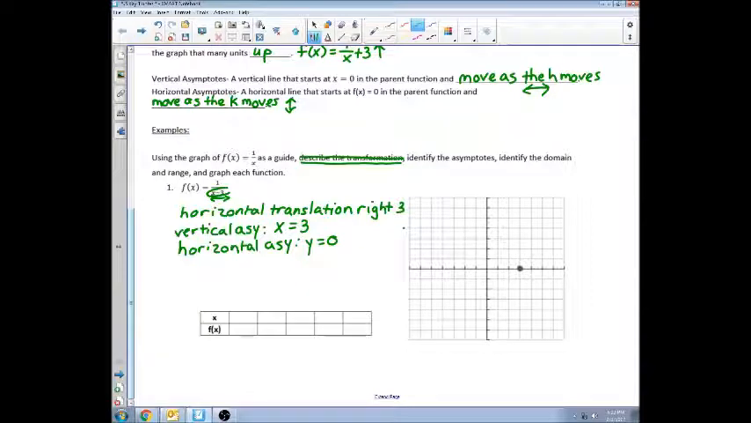So whatever you need to do to remember that the vertical asymptote is my x and the horizontal asymptote is my y, you need to find a way to get that stuck in your head so that you can remember that. So now I'm going to plot my vertical asymptote and my horizontal asymptote. I'm going to use red for the vertical asymptote. It's at all the places that x would equal 3. I'm going to use blue for my horizontal asymptote, and it's at all the places that y would equal 0.